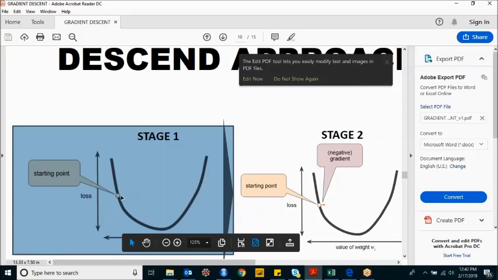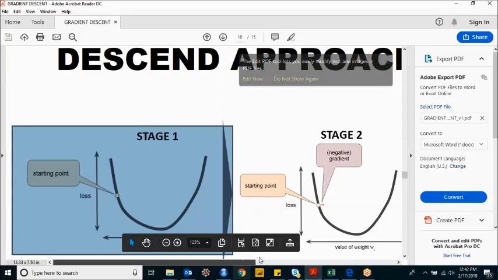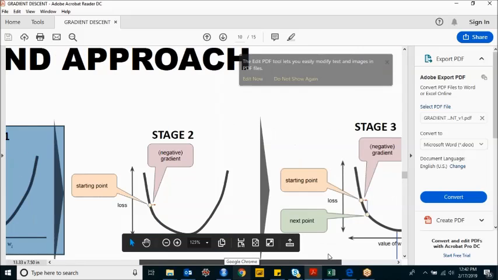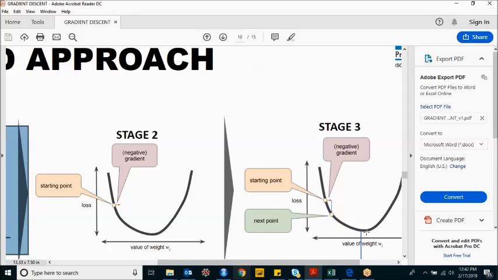But how will it reach? By taking steps, gradient, negative slope, and reach at the bottom, right? That is what happens in gradient descent. You start, you go to the next point, you again start, you again go to the next point, you again start, you again go to the next point. And how this is happening is through your iterations. Let's say you give 500 iterations.